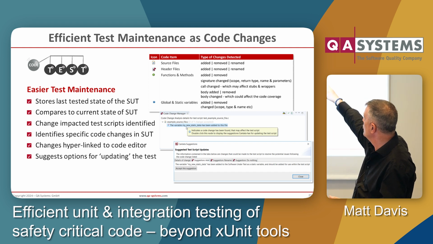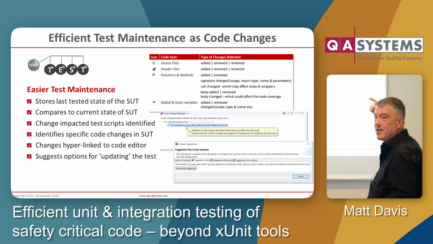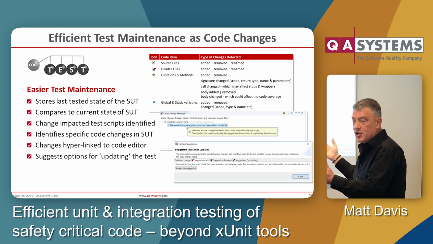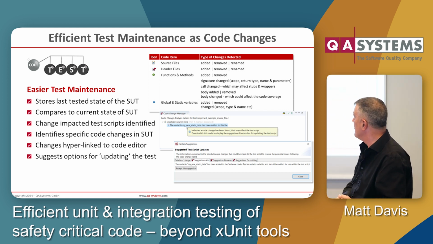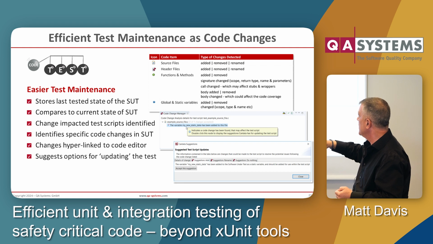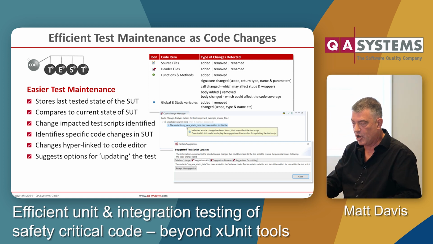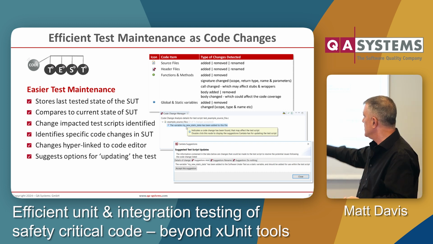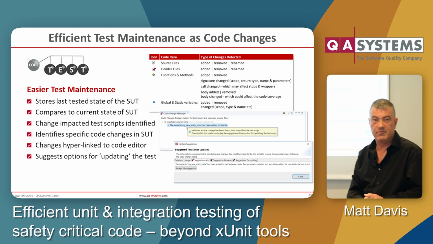So if a function or a method, for example, has been added or removed, or the signature, either its scope, return type, name, or individual parameters, any of that has changed, it'll be an impacted test. So it identifies specific changes for you. This has changed. My variable, new static data, has been added to the file. What do I want to do with it? They're all hyperlinked to a code editor, and it gives you suggested options. So do I want to add that variable to my test? Yep.